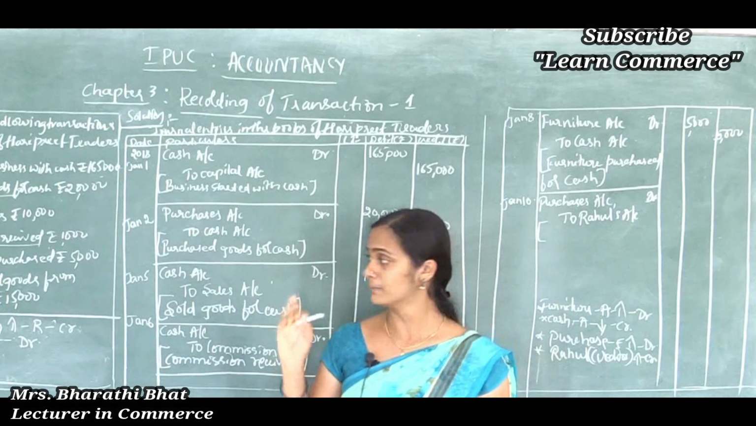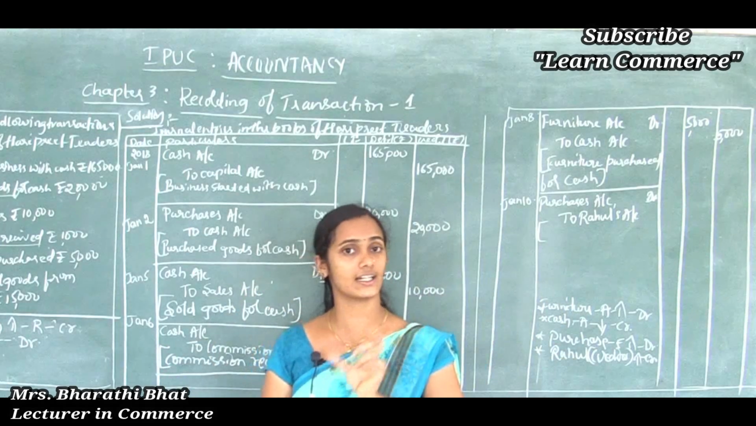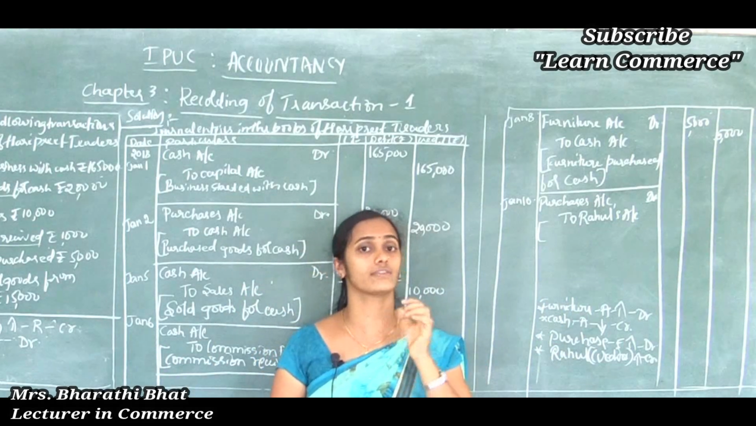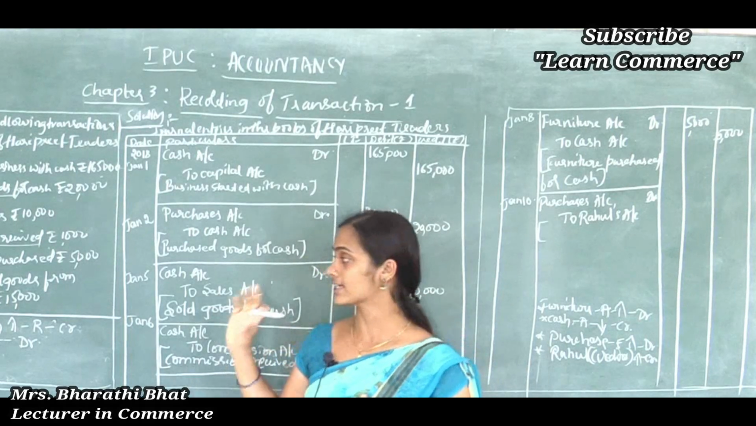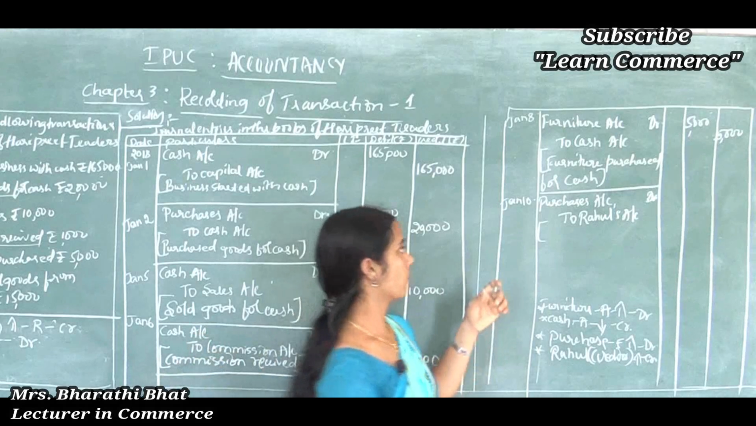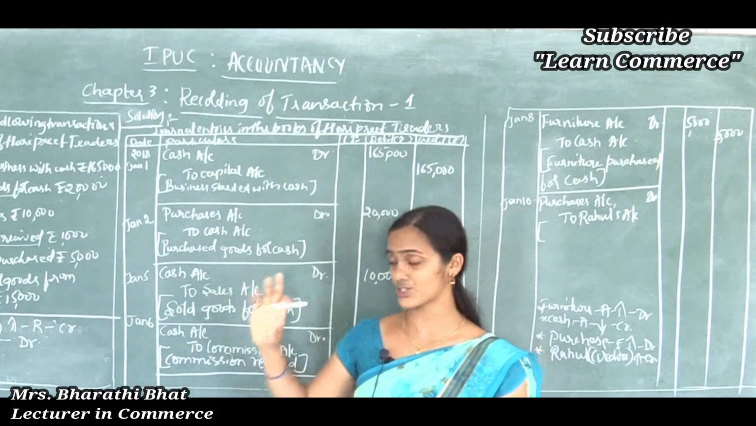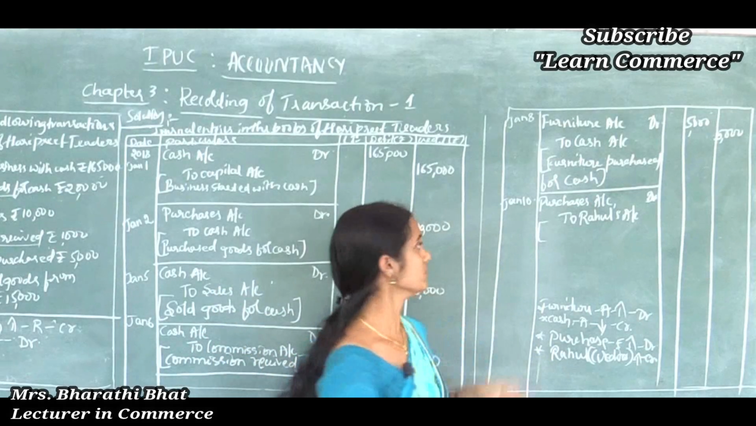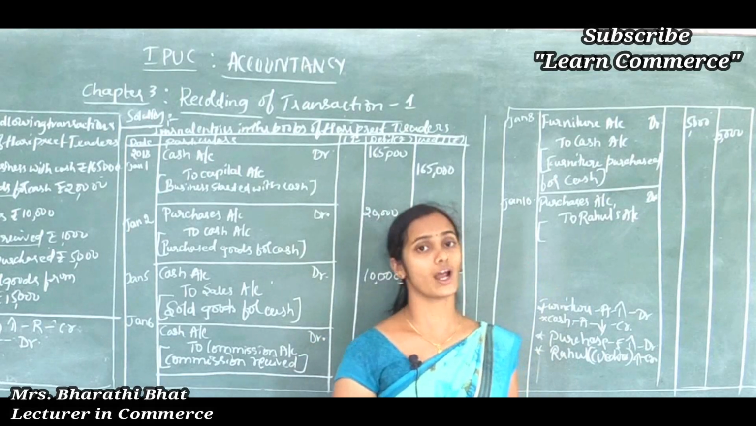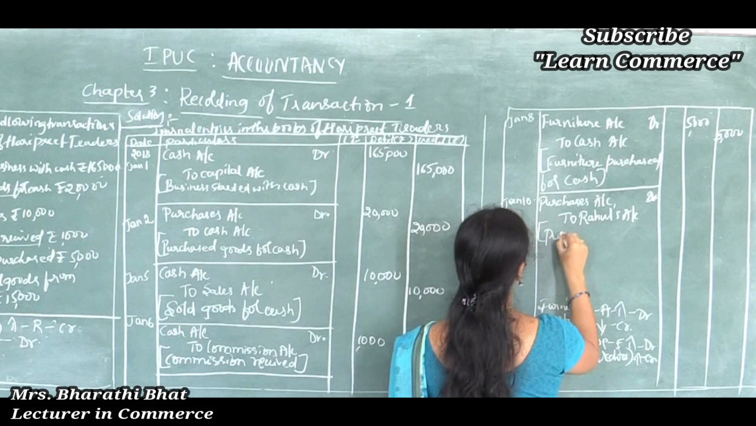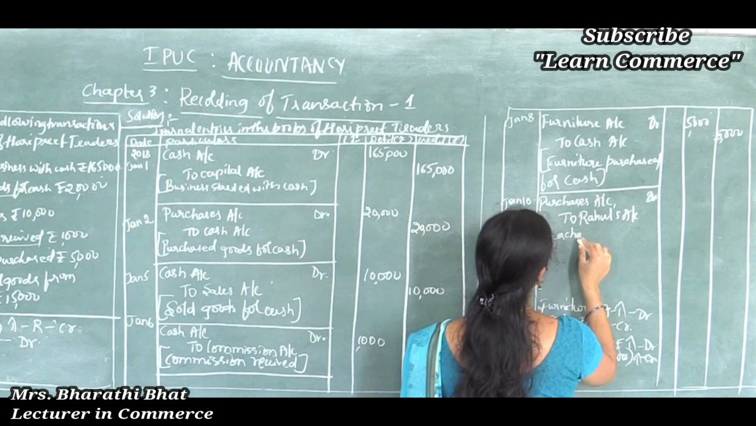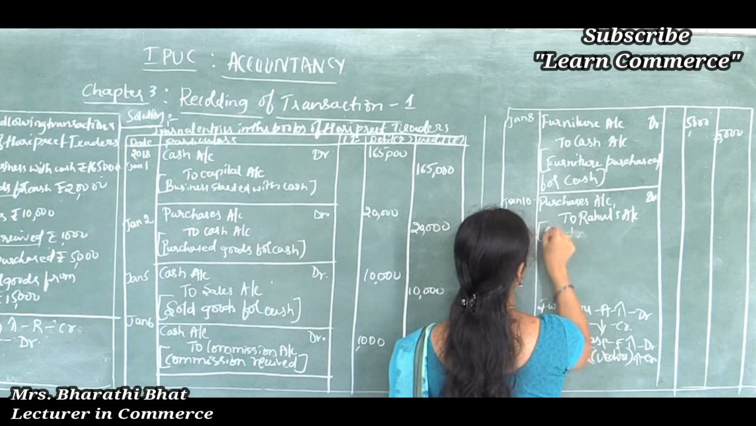But here we can analyze that the transaction is a credit transaction. So purchases account debited to Rahul's account. So how can we write the narration? Goods purchased on credit.